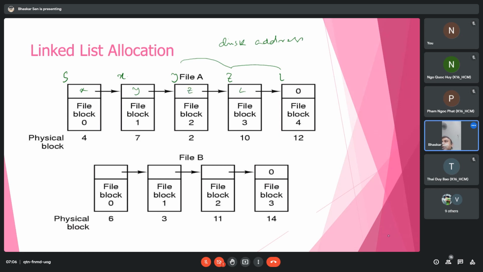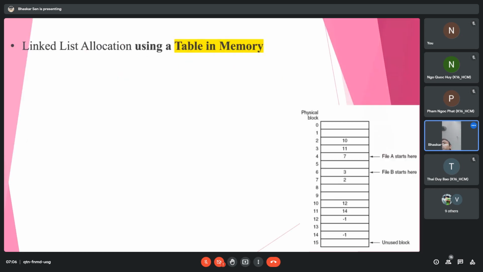The problem is random access was extremely slow. In fact, as we saw, there's no random access at all. So what we did was to pull all these things up and put them in a table. As we put them in a table, we started making a table, and for the table we put their disk addresses like S, X, Y, Z, L, and file A.